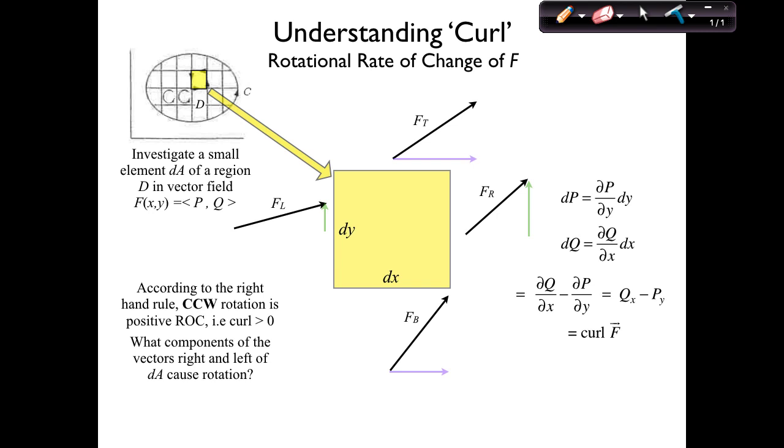Okay. Do you follow? But the curl, this rotational rate of change, is not a scalar, it's a vector. So what is the direction of the vector? This Qx minus Py is just the magnitude of the curl. So if it's a vector, then it has a direction. What's the direction of the curl, to be consistent with everything else we've done this semester?